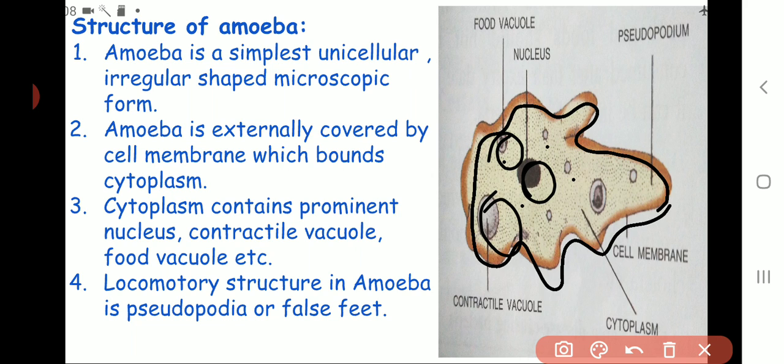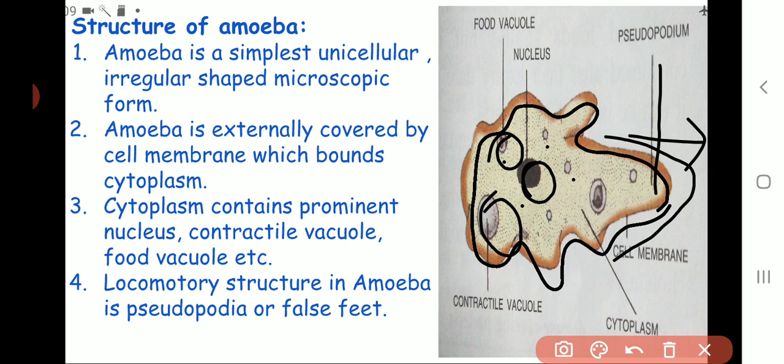In amoeba, the locomotor structure is pseudopodia or false feet. You can observe this projection is formed in this direction. That is nothing but the pseudopodia. Pseudo means false, podia means leg. A false leg is going to form. Depending upon the direction of the movement required by the amoeba, in that direction the cytoplasm content of the amoeba is going to move. As a result, the projection is going to form, and that projection is called pseudopodia.